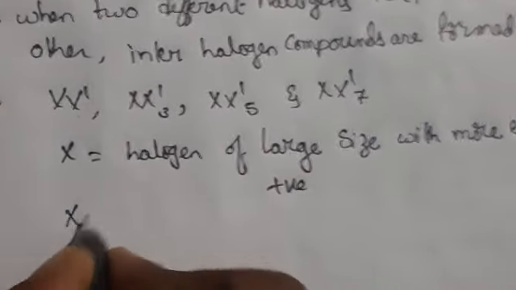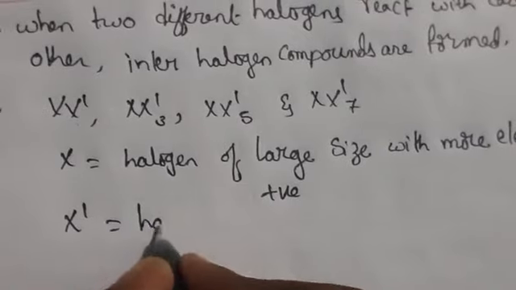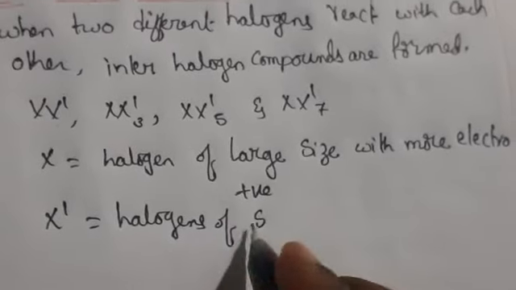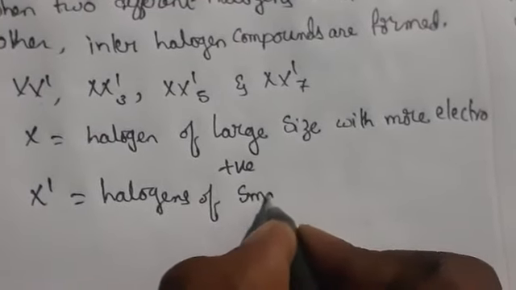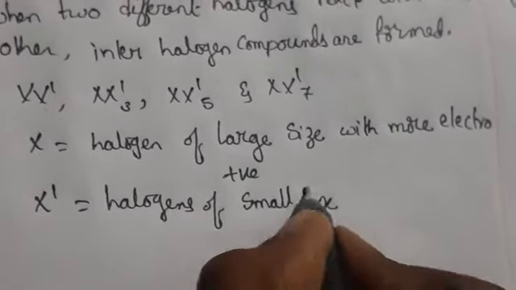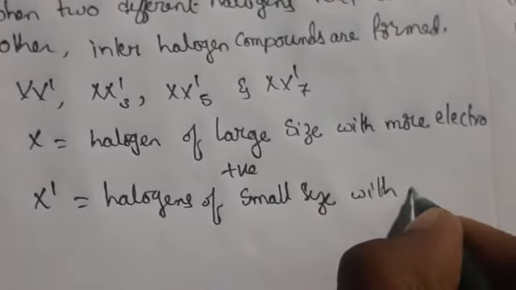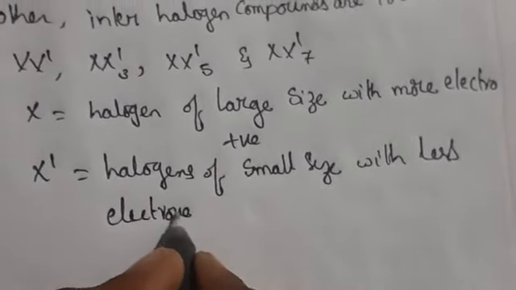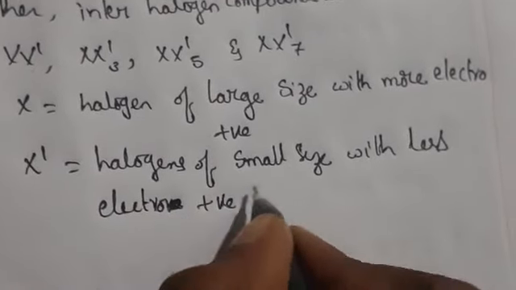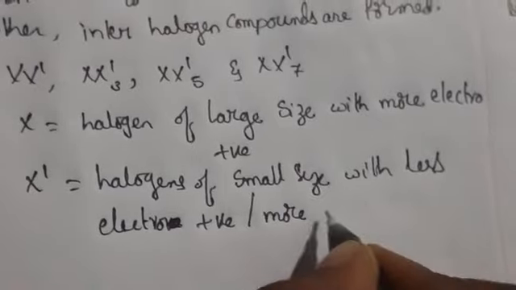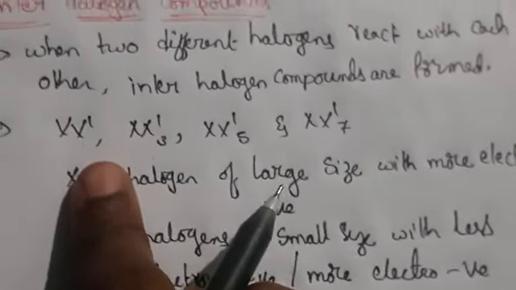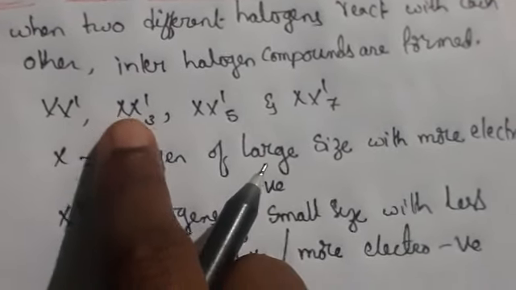Coming to X', it is a halogen of small size, with less electropositive or more electronegative nature. So whenever you are taking two halogens, one halogen should have large size, another halogen should have small size. Okay, so this is the meaning of this.